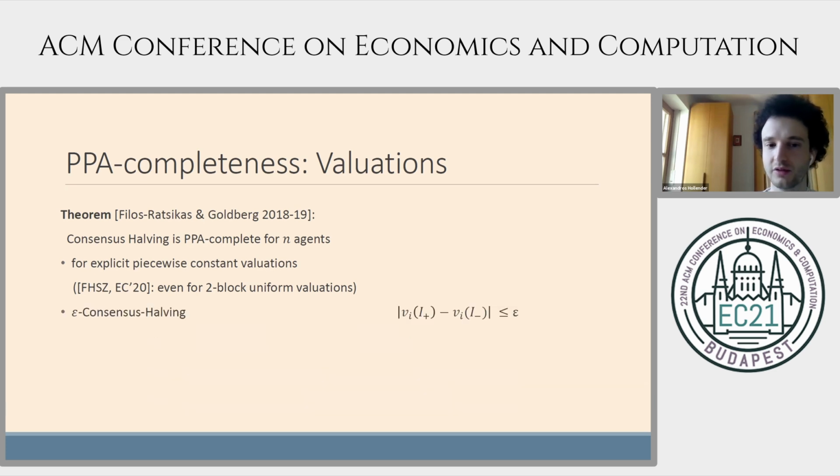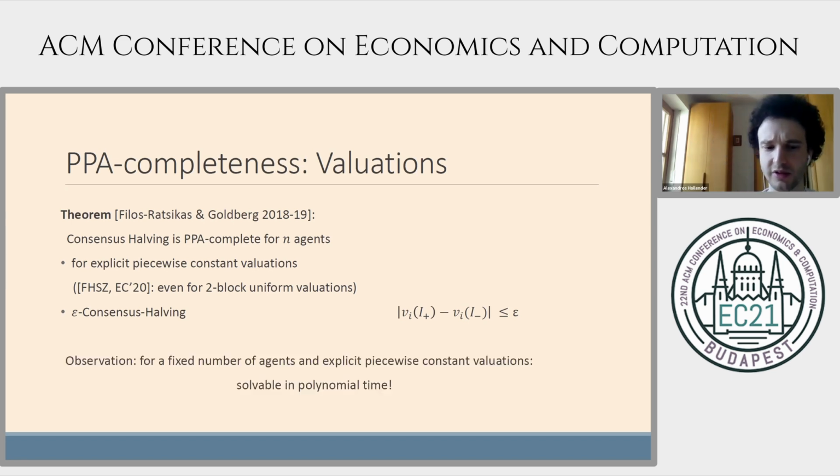And the hardness result also holds if you consider an approximate version of the problem, which is called epsilon consensus-halving, where the idea is simply that you're given some epsilon and you're just looking for an epsilon approximate solution, namely the value of the part I plus and the part I minus just have to be epsilon close, not actually exactly equal.